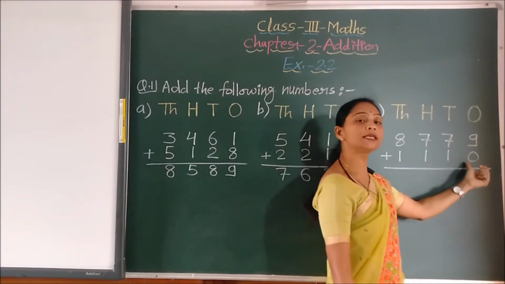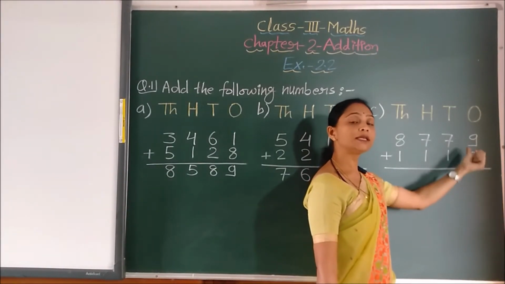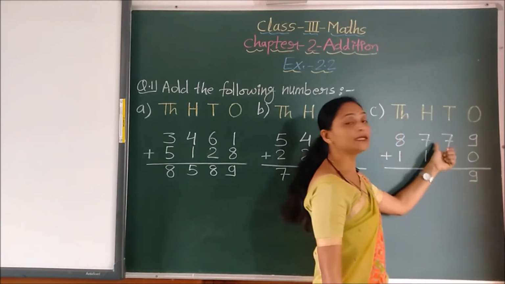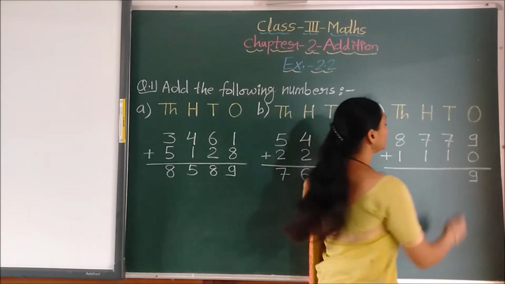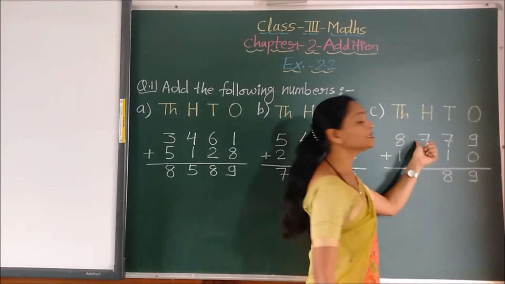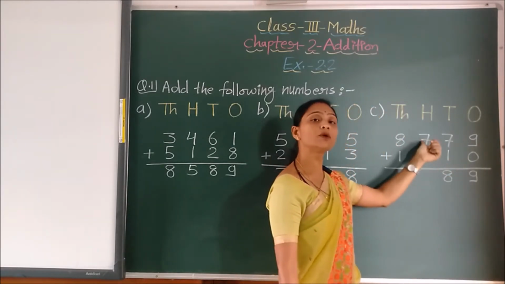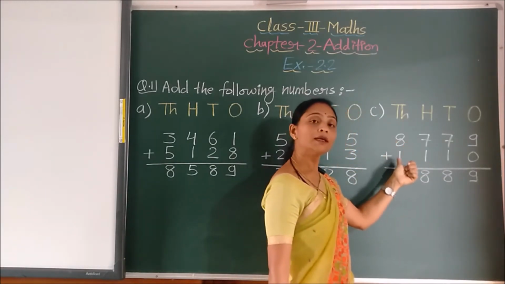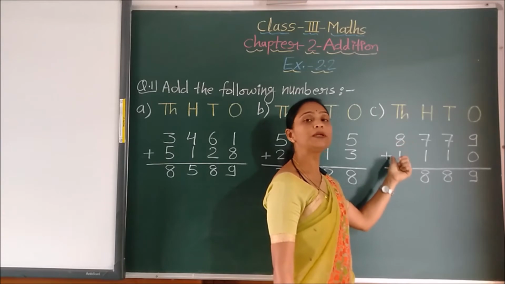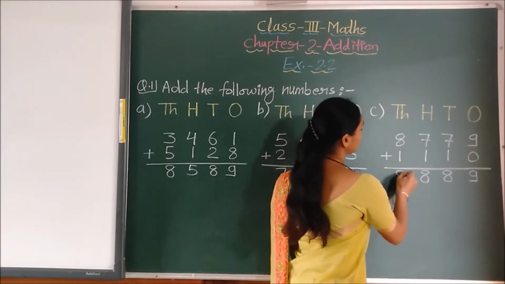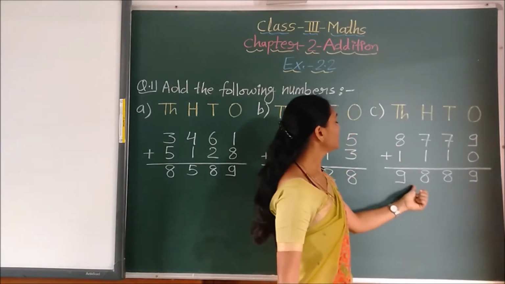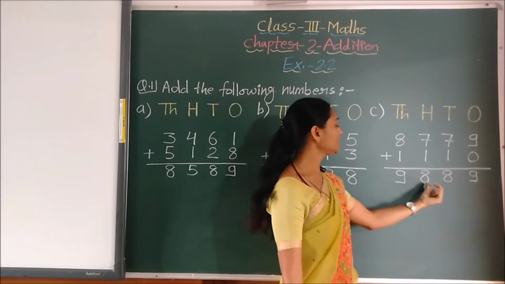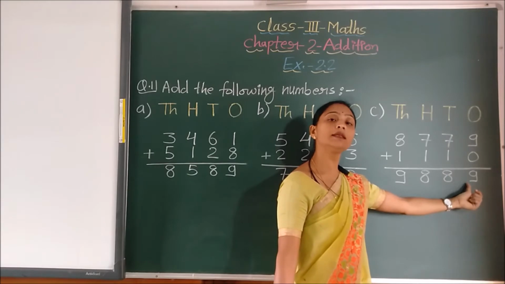See, 9 plus 0, how much? 9 plus 0, 9 only. So we have to write here 9. Then 7 plus 1, 8. And then again 7 plus 1. So again we got 8. And then 8 plus 1, how much it is? 8 plus 1, 9. So we have to write here 9. So this way we got this number. See how to read this number. 9,889.